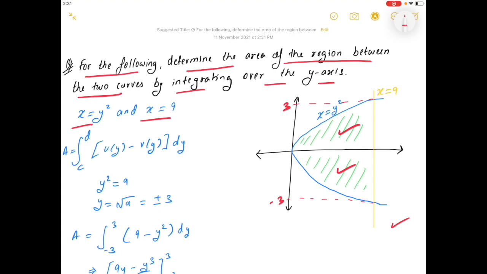We have to do it across the y-axis, so we'll take it as dy. First we need to find out the limits from where to where we have to integrate. So if we equate both of these, we'll get the intersection points. We'll equate y square and 9 and solve it, and we got plus and minus 3. So we got that our curve is going from negative 3 in y to positive 3 in y.